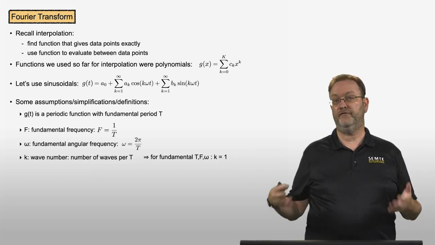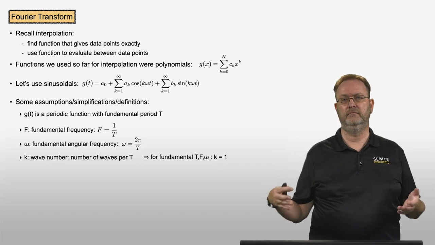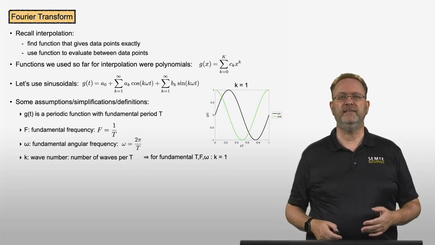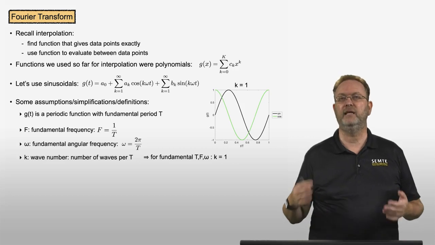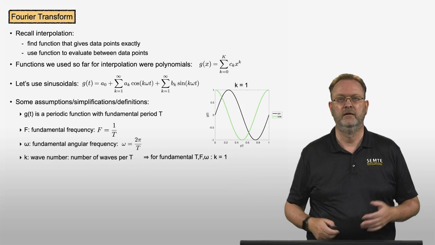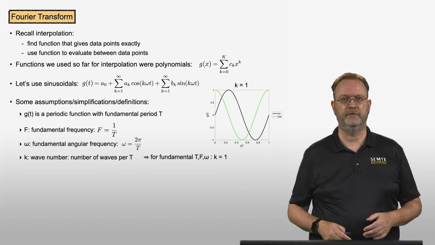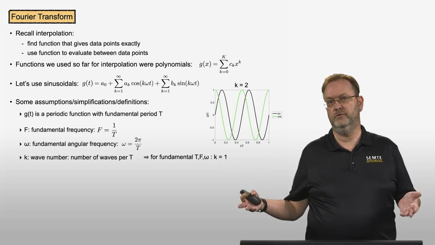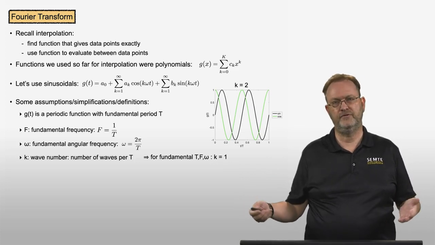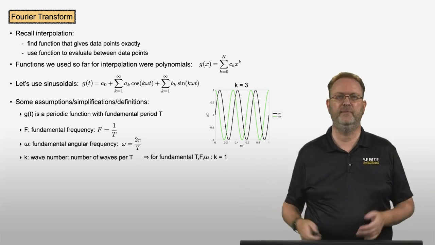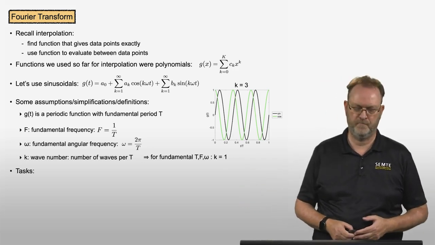So for the fundamental period T, if k is equal to 1, I have exactly one wave, one sine or one full cosine, in the fundamental period. If my k is equal to 2, I have two waves. If my k is equal to 3, I have 3 waves in the fundamental period, and so on.